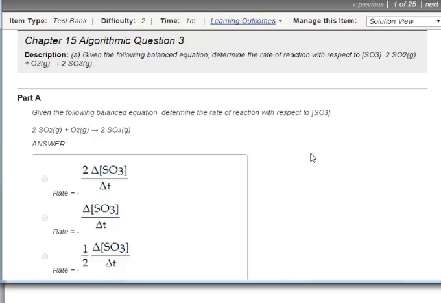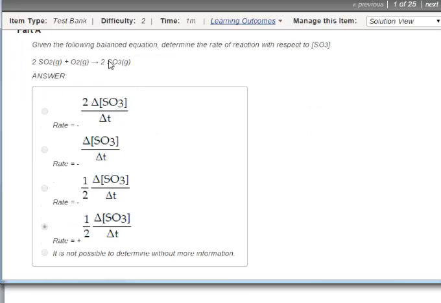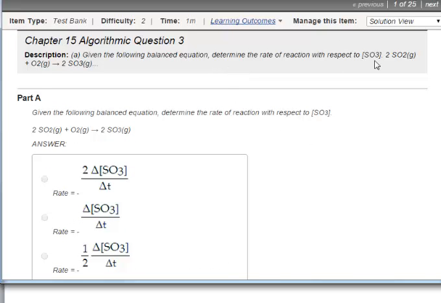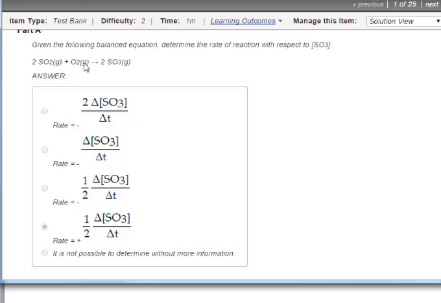So in this particular case, the rate of appearance, that's what it asks for. It asks for determine the rate of reaction for SO3. And from the balanced equation, that's going to show it's going to appear twice as fast. So we have to take the change in the concentration of SO3 per unit time, change in time, and multiply that by 1/2. So that's what's down here. Now it's positive because it's appearing, so that's the answer down here, positive.